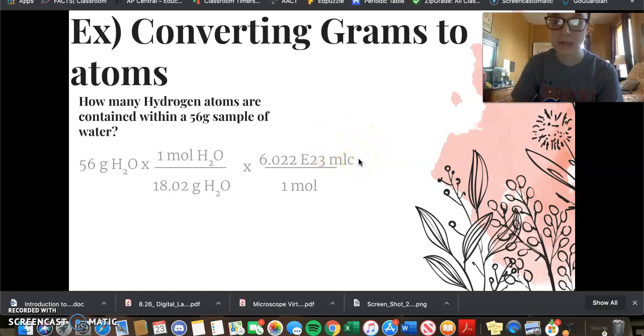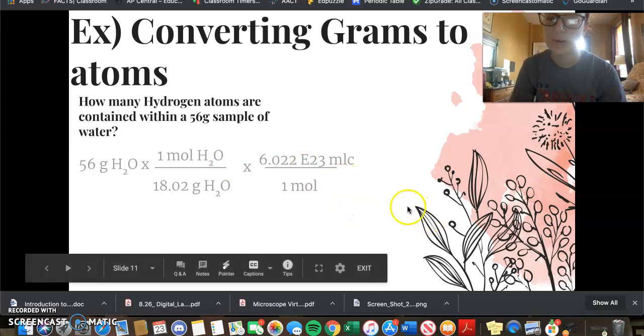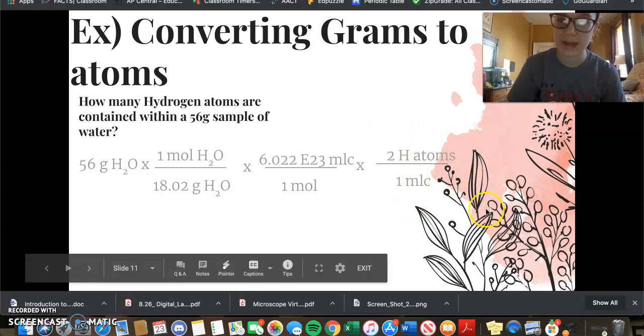Have we answered our question yet? Not quite. We want to know hydrogen atoms. So in order to go from molecules to atoms, we have to look at the chemical formula for water. How many hydrogen atoms are there in 1 molecule of water? In order to tell that, we're looking at the subscript. We have 2 atoms of hydrogen in 1 water molecule. So we are going to multiply by 2 hydrogen atoms over 1 molecule, so that cancels out molecules, so that we end up with a unit of hydrogen atoms.